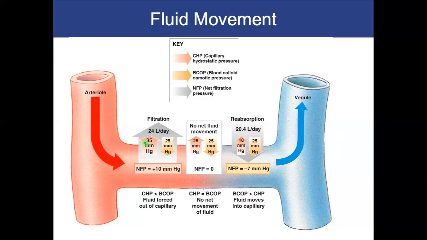All right. And notice what happens as we go through the length of the tube. So this red line, or the red arrow, indicates hydrostatic pressure. So it's 35 millimeters of mercury. In the middle, it's 25. And then at the end, it is 18. So what happens to hydrostatic pressure as you go through the length of the tube? Good, it decreases, right? So it goes from 35 to 18.